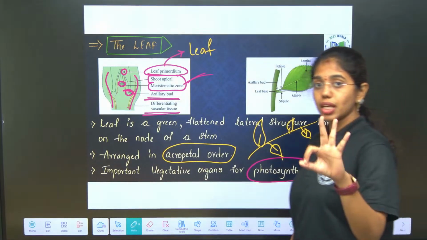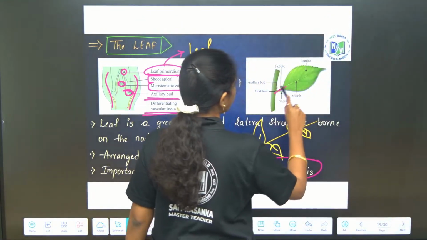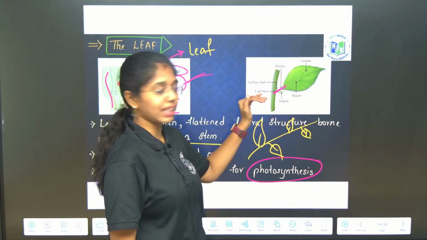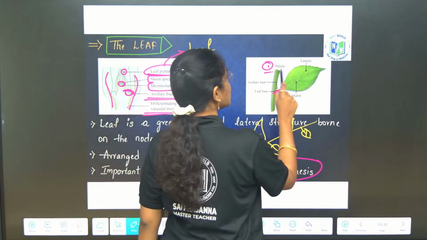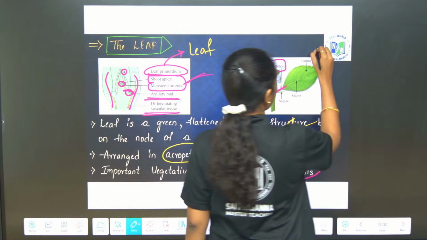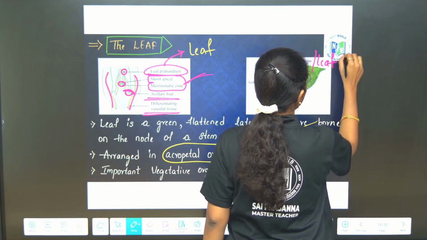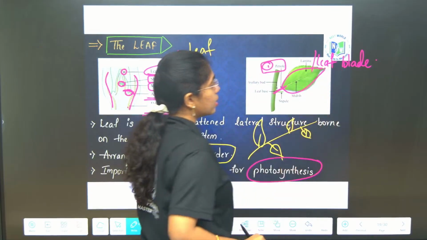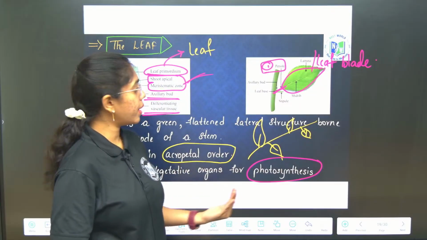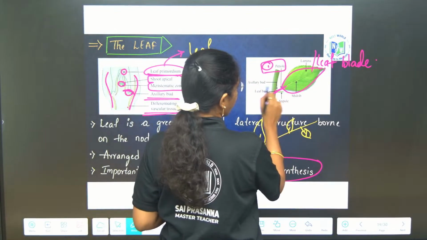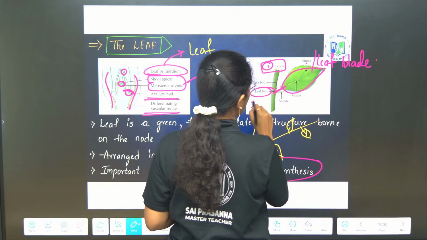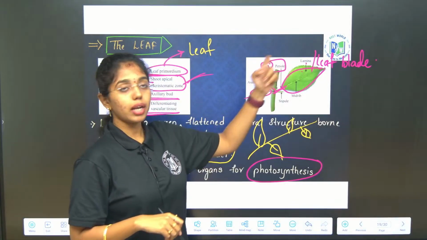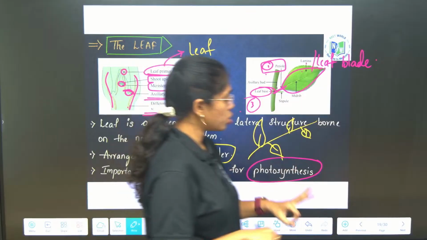Then we will look into the parts of the leaf. We need to address 3 parts of the leaves majorly. One is petiole. Petiole is the flexible region which attaches or holds the leaf on the stem. That is the first part. And second is leaf lamina or leaf blade, wherein this lamina will have a midrib at the center. Leaf base, lamina or leaf blade, and petiole. These are the 3 regions of the leaf.